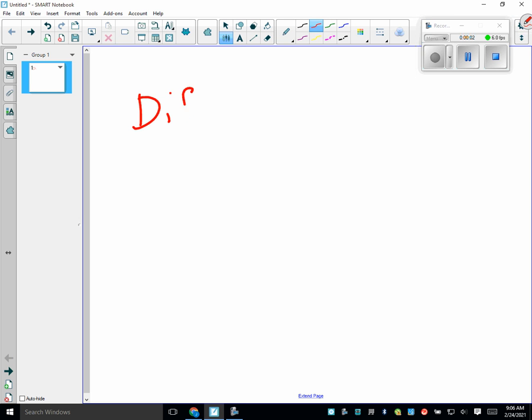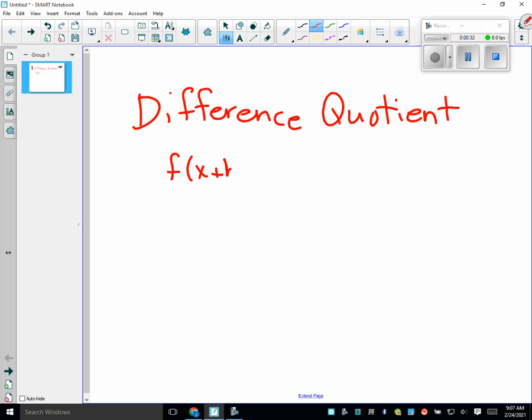This is what is called the difference quotient. Sometimes it is, sometimes it is not. So all we're doing is the difference quotient. And the difference quotient is this. That is the difference quotient.